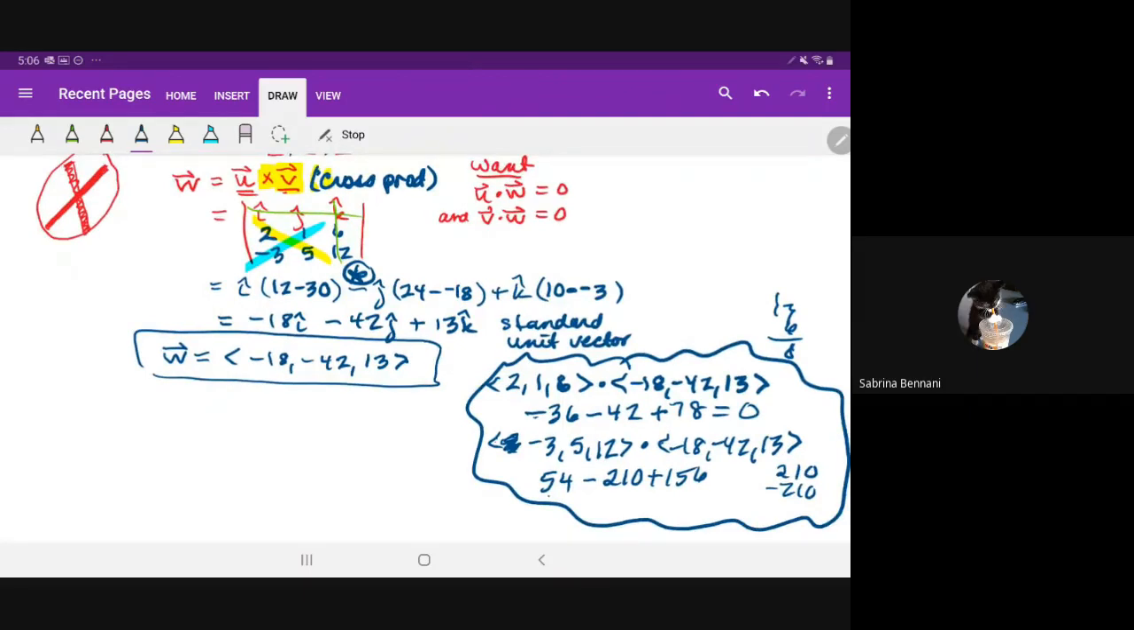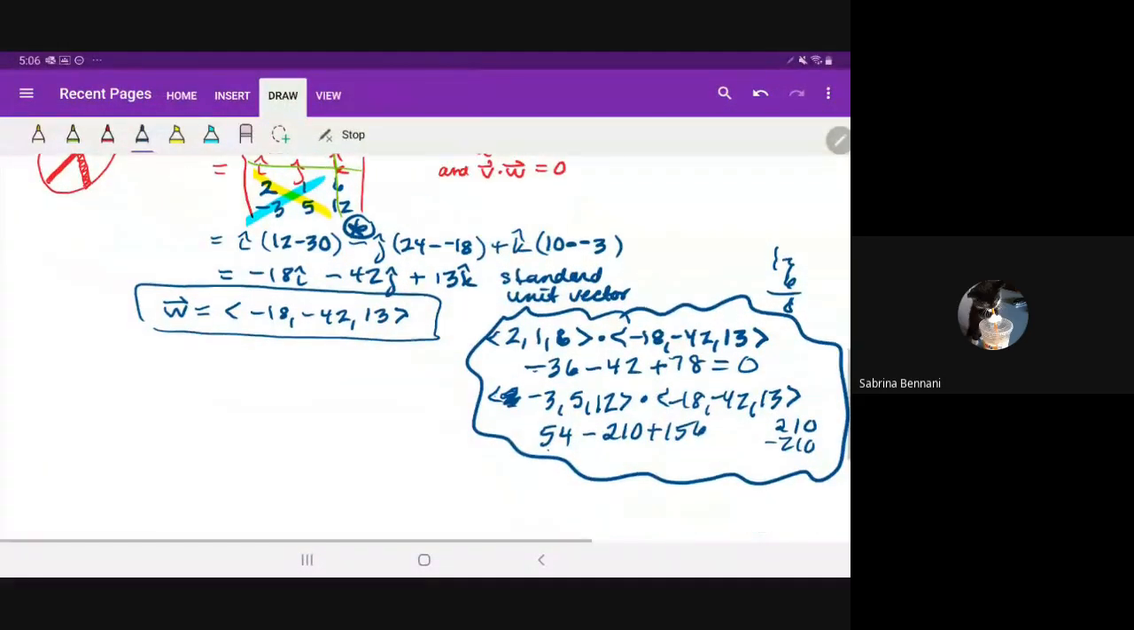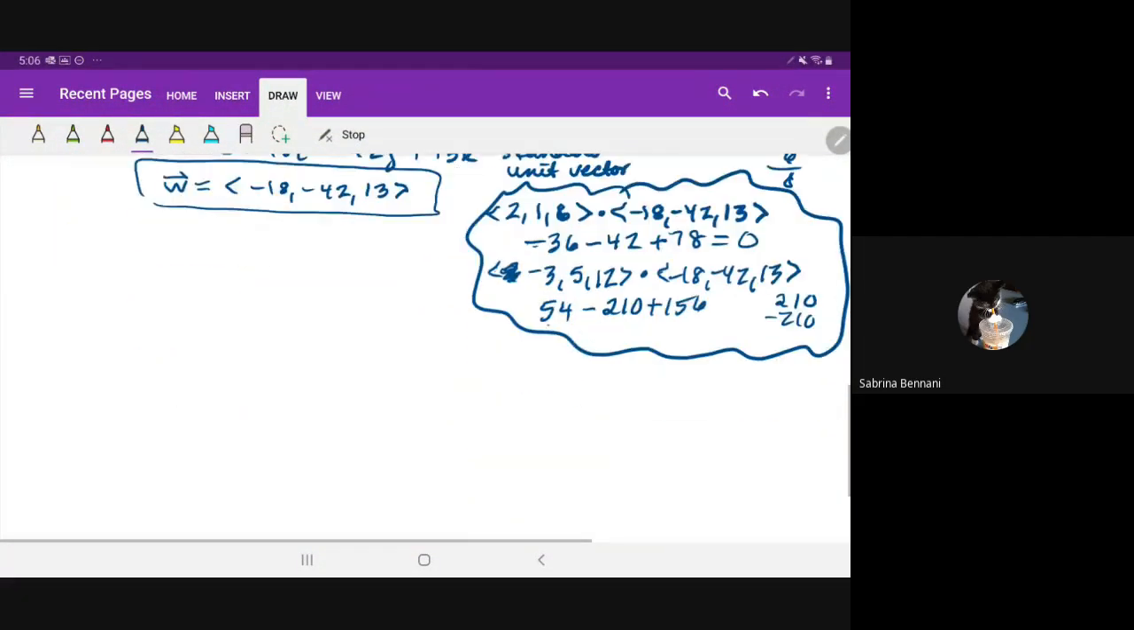So that's the answer. So the answer is W. Okay, and that is a vector that's orthogonal to both. Okay, now let me give you a formula for the next one. That was example 3, right? So let me give you example 4. Okay, so example 4, it's the area of a parallelogram.